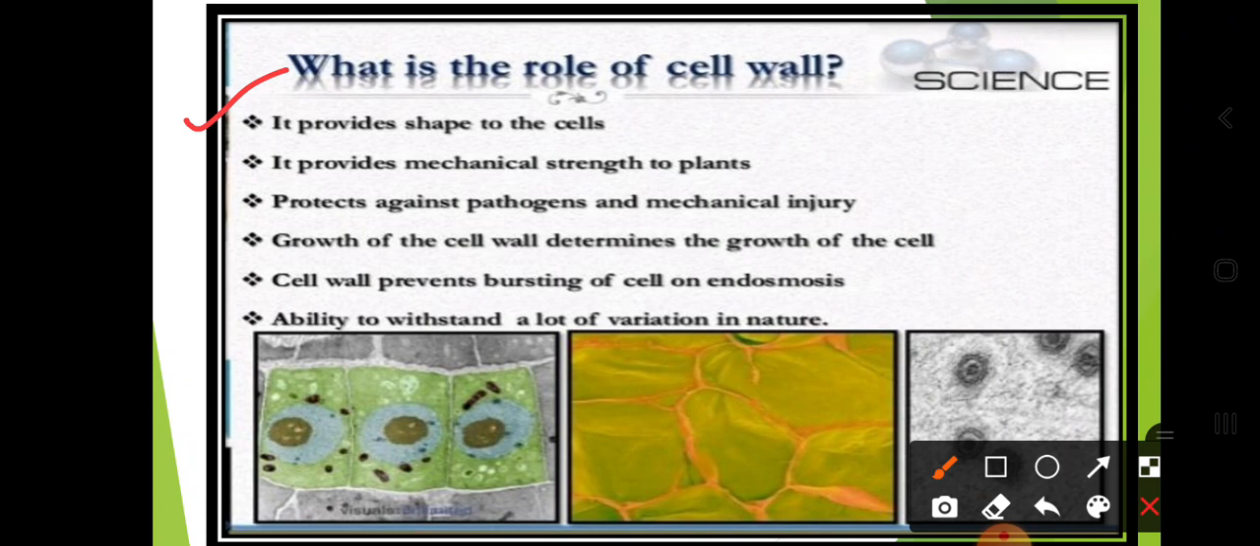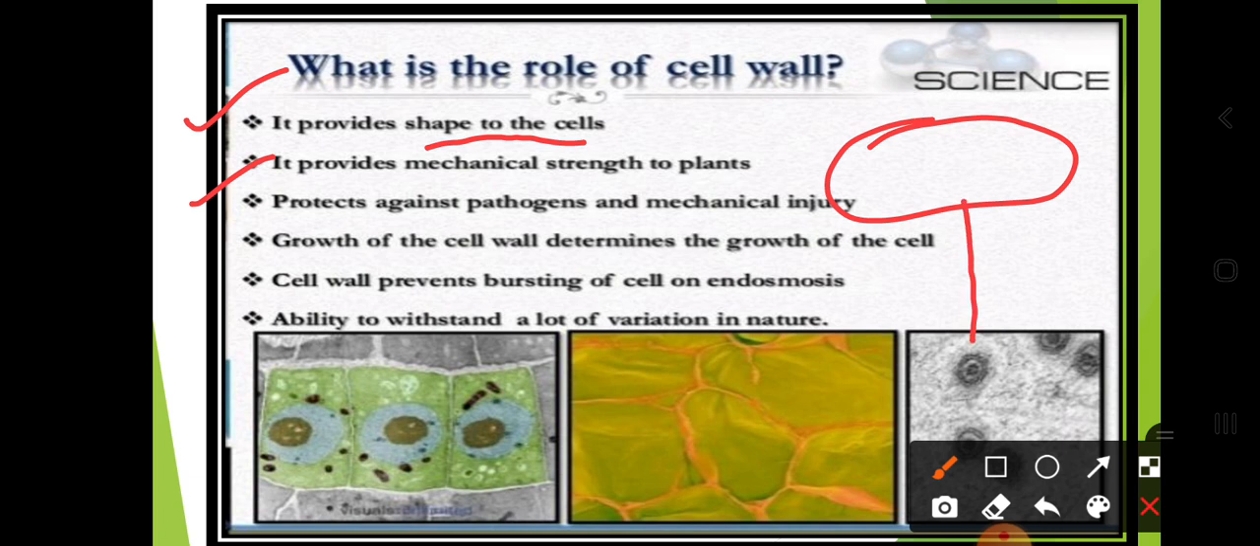To give a perfect shape to the cell body. So what are they providing? It provides the shapes to the cells. Next, it provides the mechanical strength to the plants. If plants want to stand properly, then who is going to support them? The cell walls.